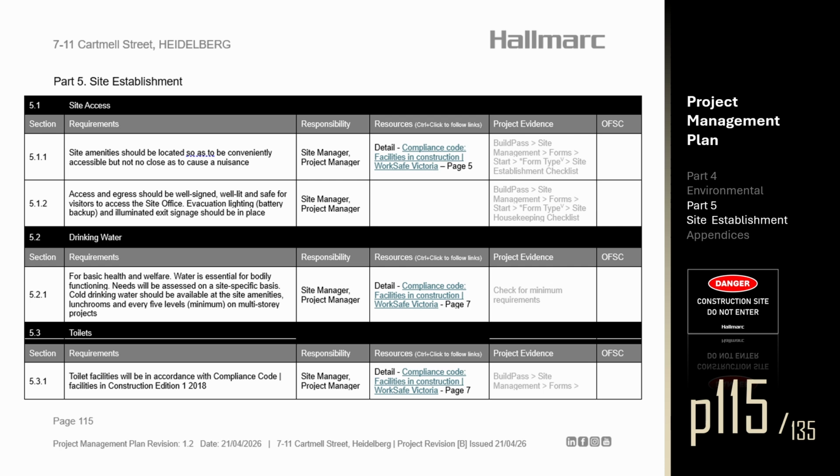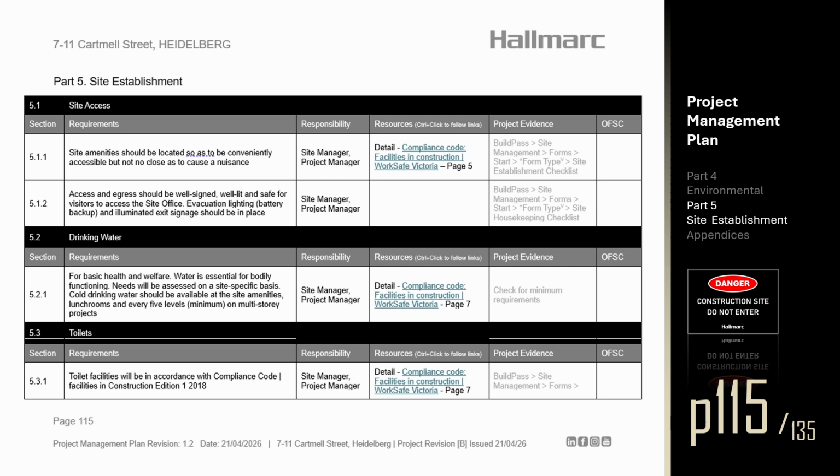Section 5.2. Drinking water. Section 5.2.1. For basic health and welfare, water is essential for bodily functioning. Needs will be assessed on a site-specific basis. Cold drinking water should be available at the site amenities, lunchrooms, and every 5 levels, minimum, on multi-story projects.